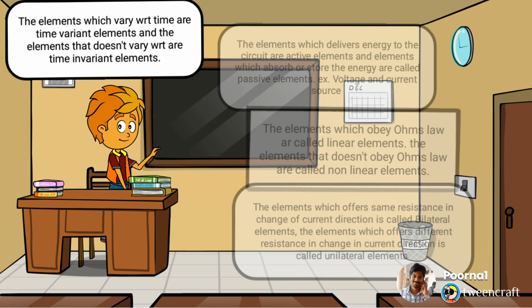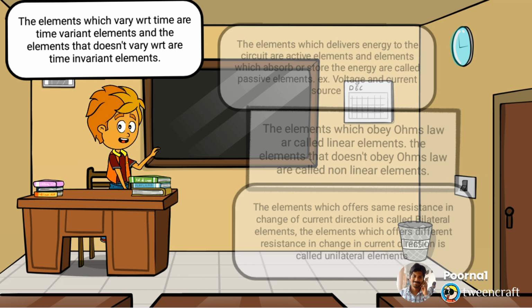The elements which deliver energy to the circuit are called active elements. The elements which absorb or store energy are called passive elements. The elements which obey Ohm's law are called linear elements. The elements which don't obey Ohm's law are called non-linear elements.